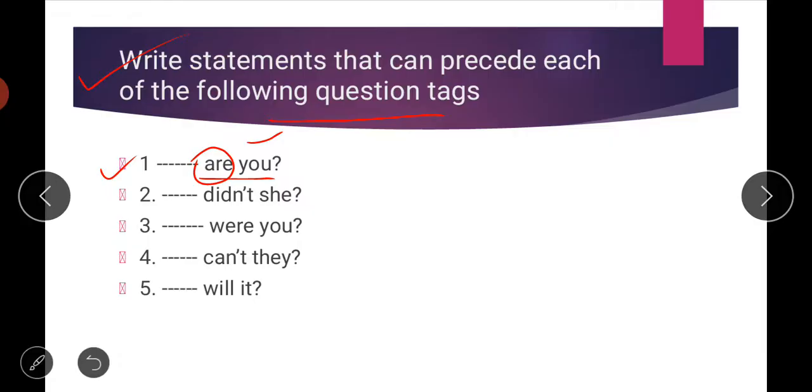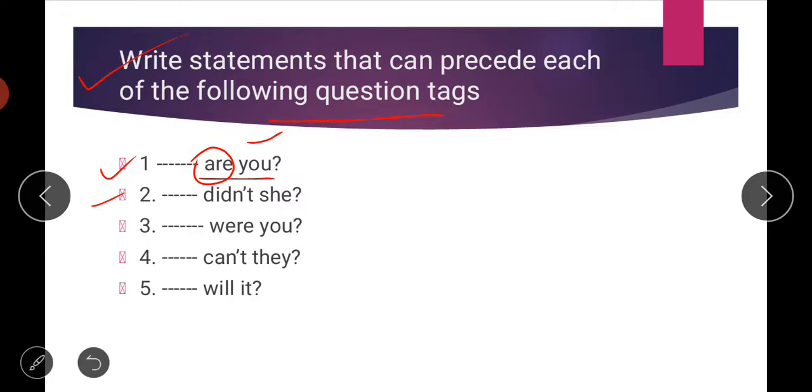You are, for example, you can simply say you are not a teacher, you are a student. So I can say that you are not a teacher. So you are not a teacher, are you is the right, complete statement for the tag are you.